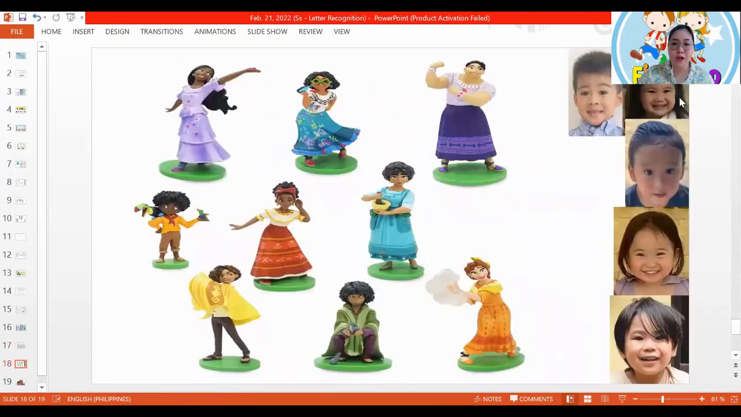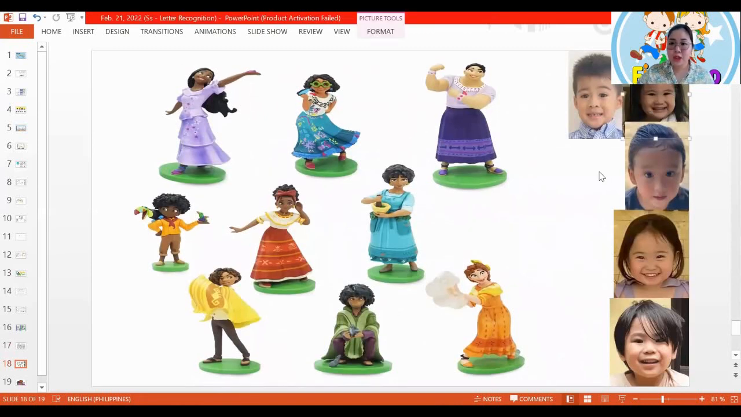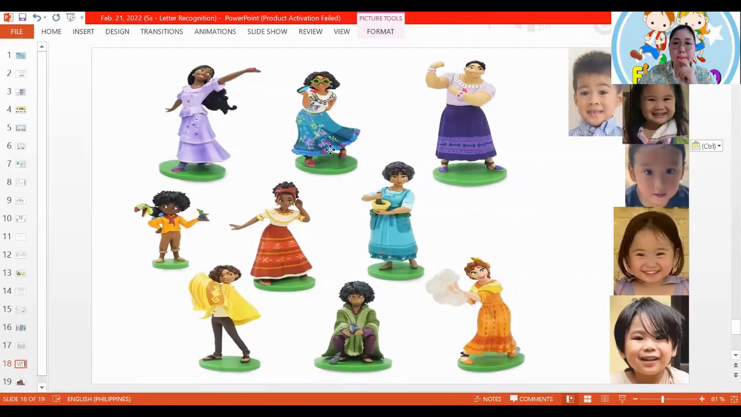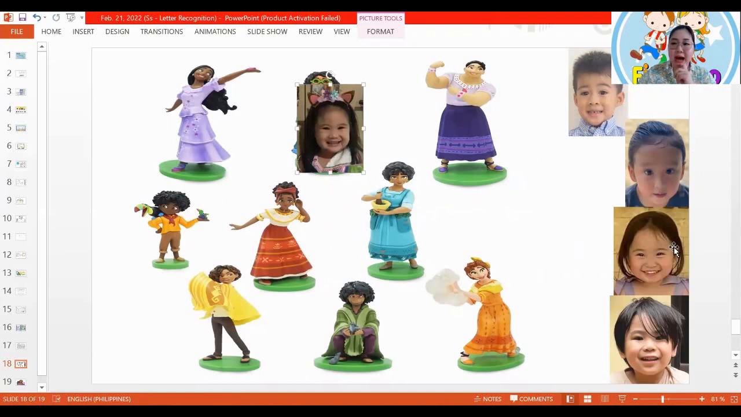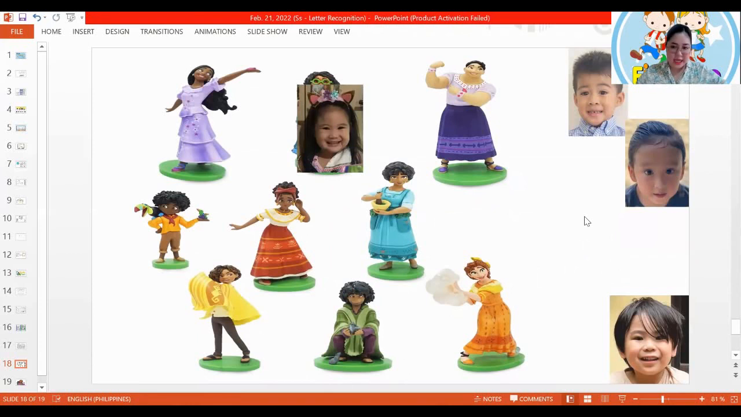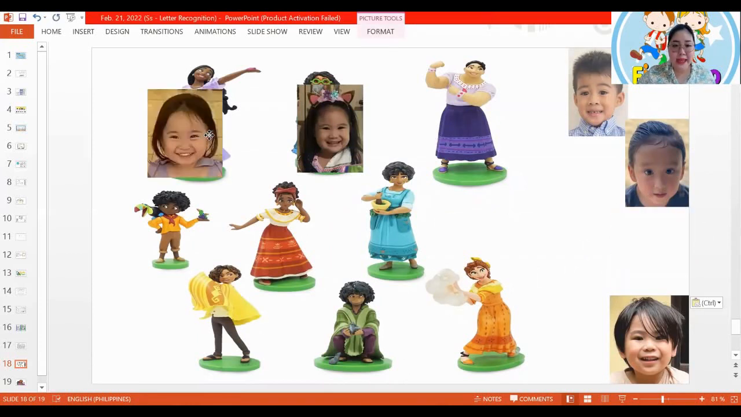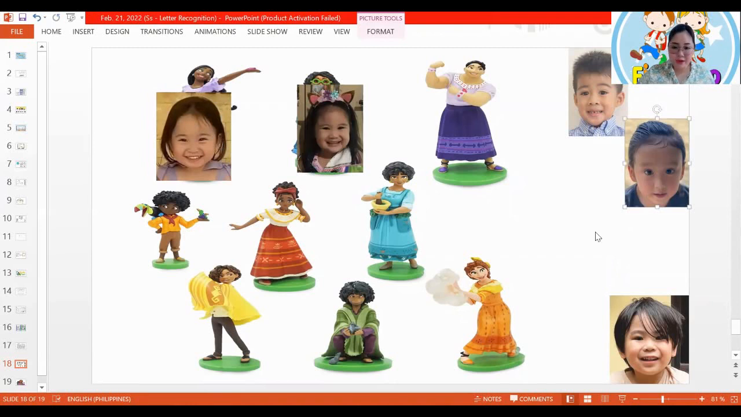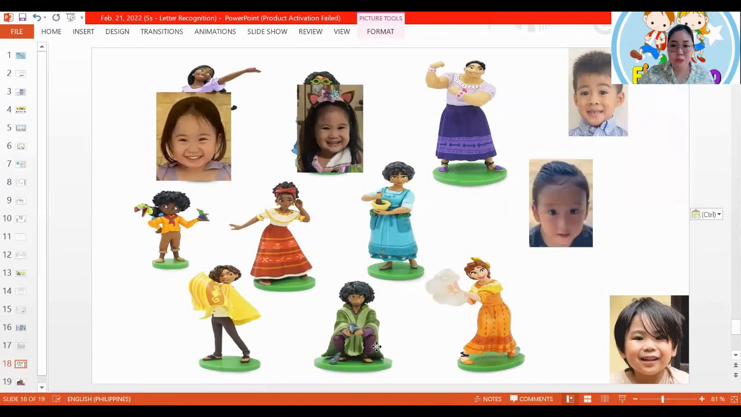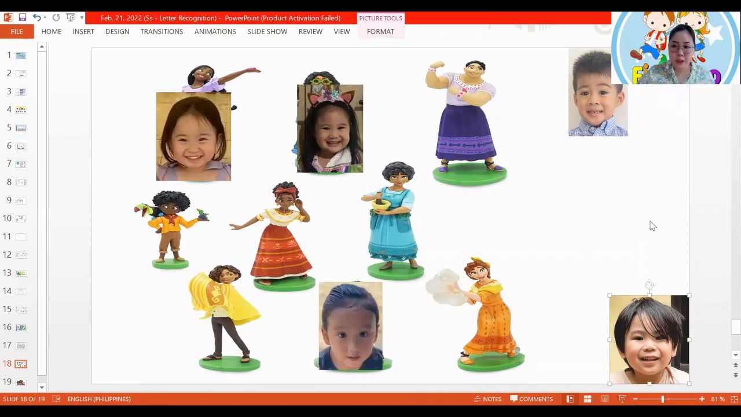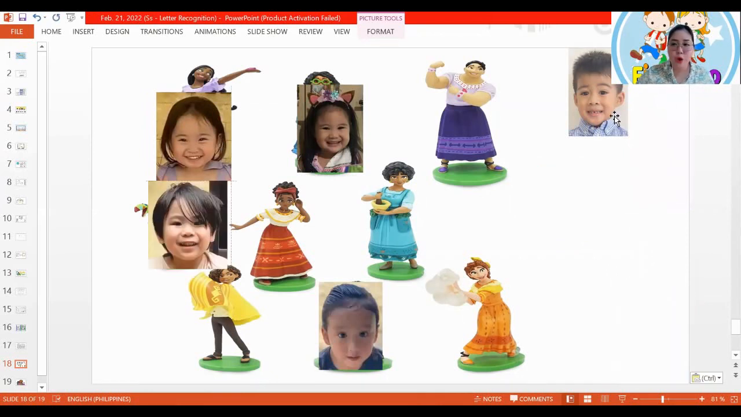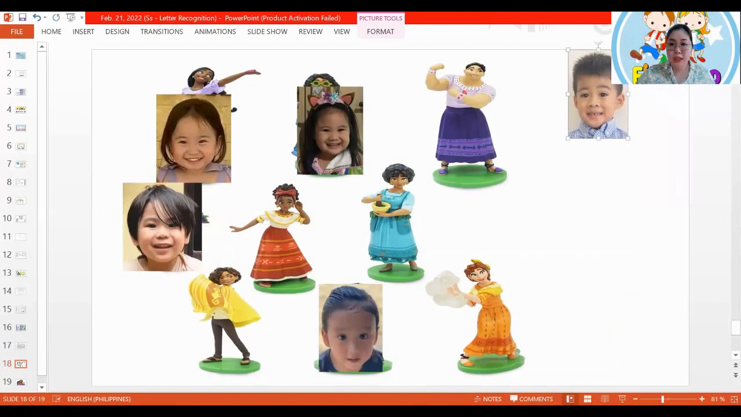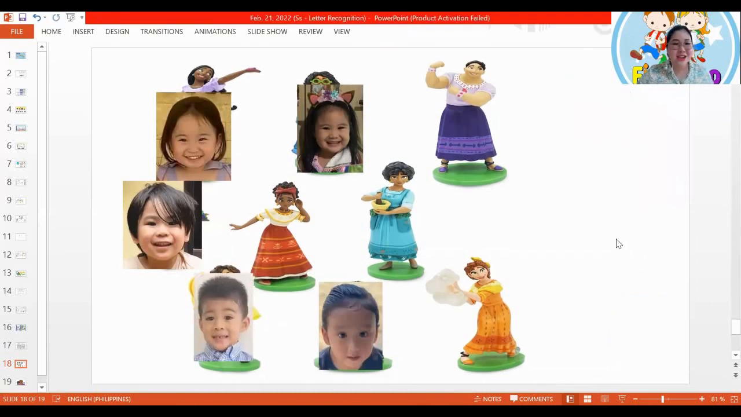Let's give everyone their friends. So let's start with Amira. Amira will get Mirabel. So these are from the Encanto movie. Did you watch it already? It was very nice. Let's give Mina Isabel. Let's give Mason Bruno. Anton will get Antonio. And Ivo will get Camilo. So everybody got their Encanto friends today.